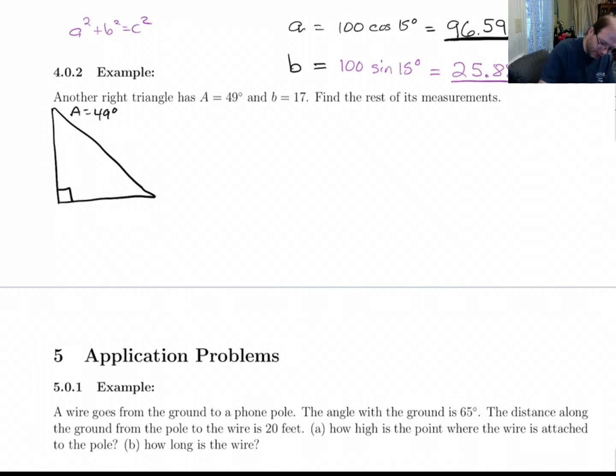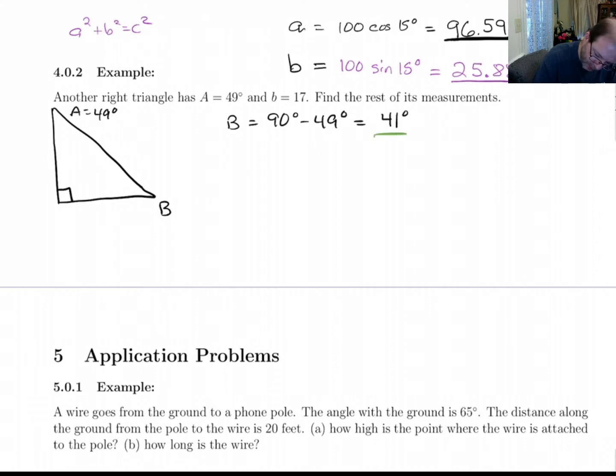And the other one, angle B here, is going to be 90 degrees minus 49 degrees, which is, let's see, what is that, 31 degrees? No, 41 degrees. Okay, so B is 41 degrees. That's one of our answers. Then let's label it. Little b that's over here, that's 17. So we need to come up with little a and little c.